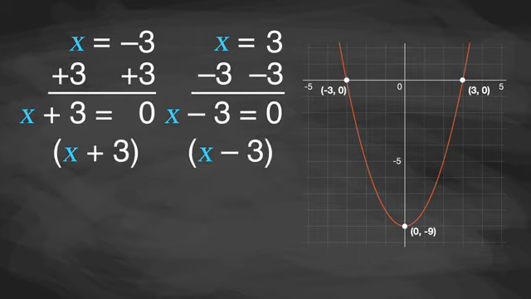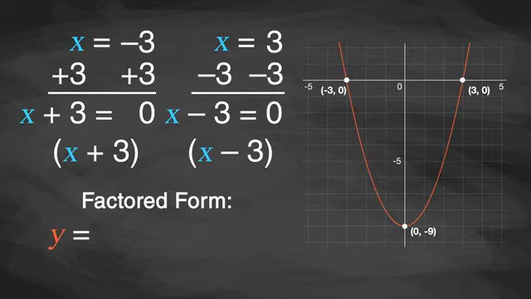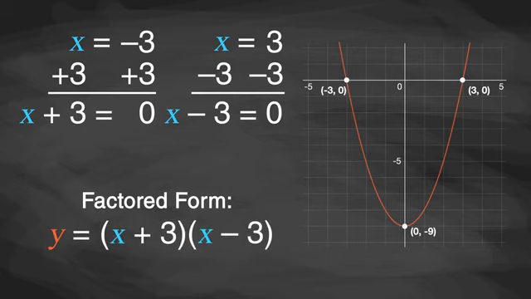Then, by making the equations equal 0, you will have the factors of the graph. The product of the factors is the factored form of the quadratic graph given. You can also use a form of graphing technology to check your answer.